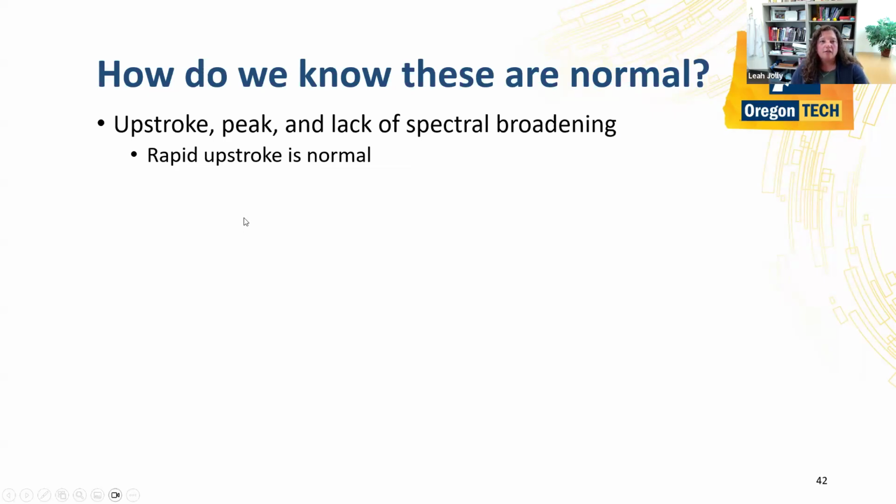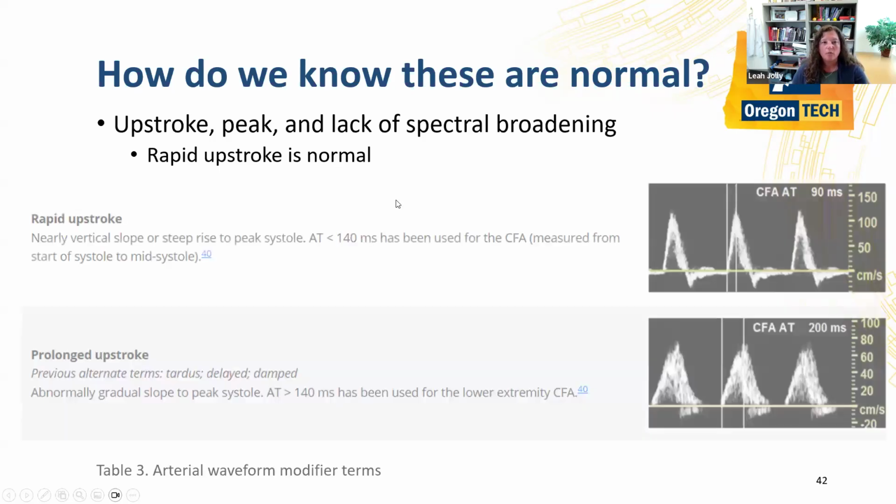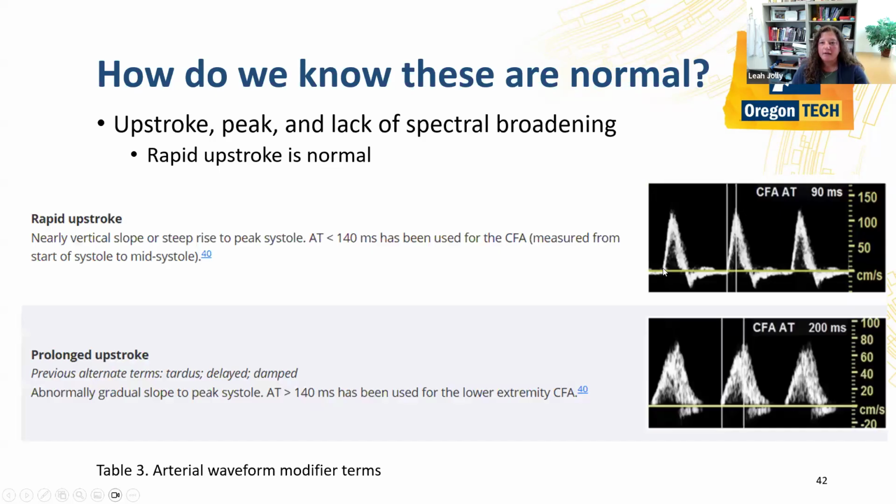So the things we look for in a normal vessel: upstroke, peak, and lack of spectral broadening. A rapid upstroke in an artery is normal. We want to see flow in systole from the beginning of systole to the peak of systole. That needs to happen quickly. That's what we mean by a rapid upstroke. This should happen quick. Compared to this waveform, which shows a prolonged upstroke, it takes a while to get from the beginning of systole to the peak.